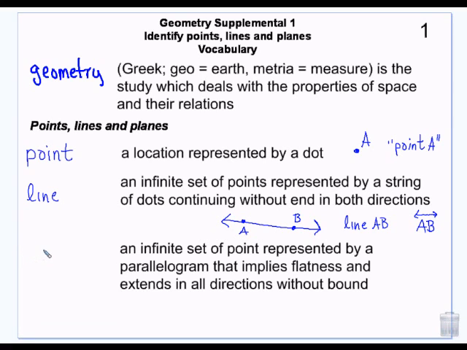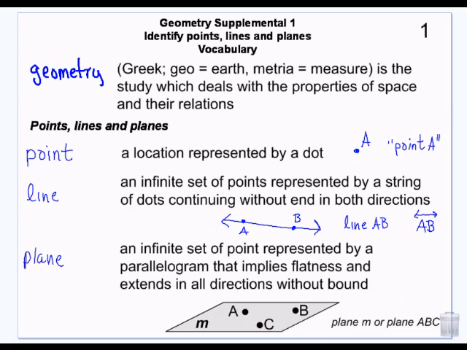And then we have a plane. And a plane is an infinite set of points that is represented by a parallelogram. So this represents a plane, and when we draw it like this and we label some points in it, we're implying that it goes on forever. So basically a plane is like a sheet of paper that never ends. It's flat, but it just keeps going forever and ever. And we can call this plane M, or we can call it plane ABC.